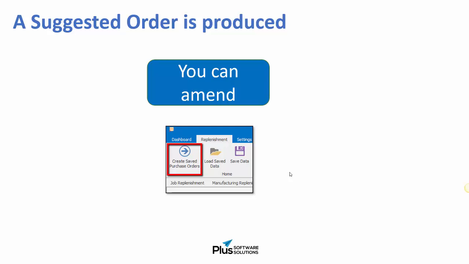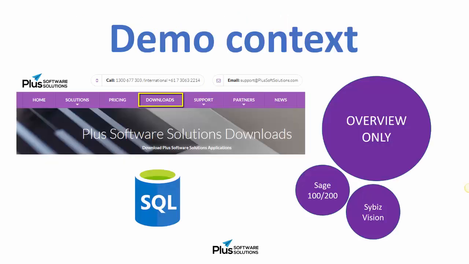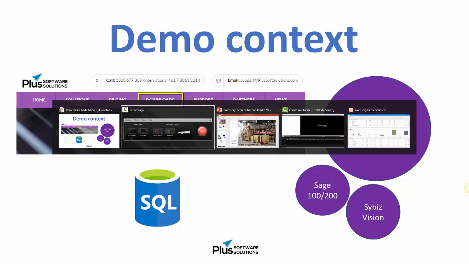So that is the context around that. The current inventory replenishment version, although it's been designed to cater for all SQL accounting products, it currently only works with Sage 100, 200 and Cybus Vision as such. Okay, that's a little bit of context. Let's push across into the software itself.